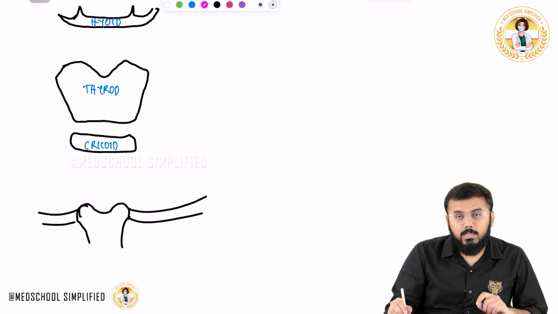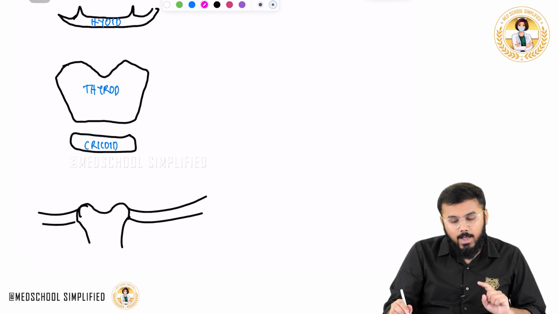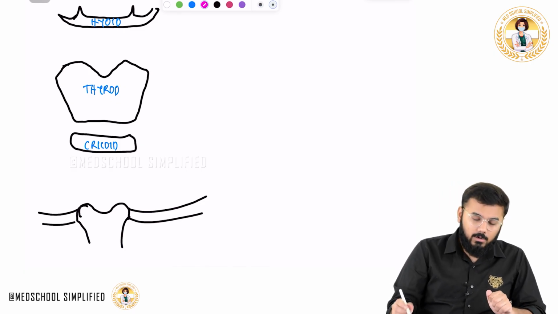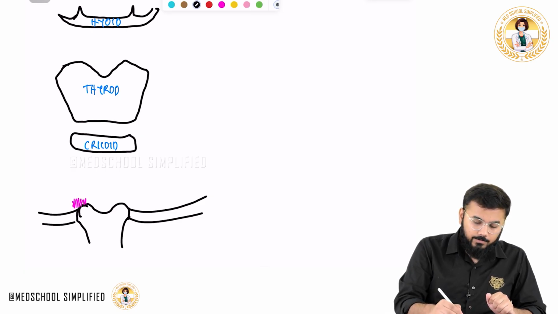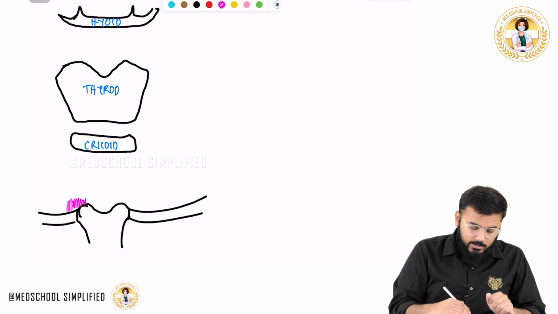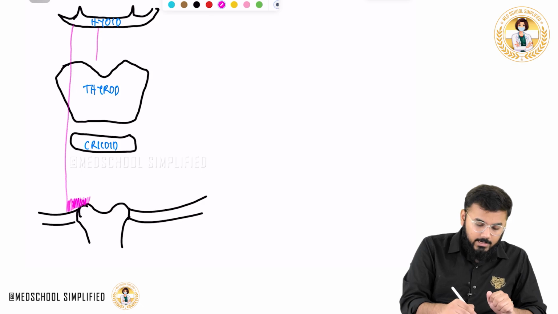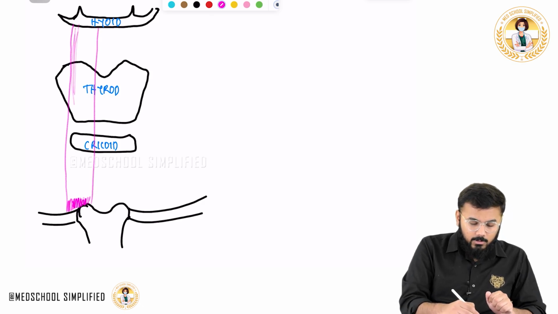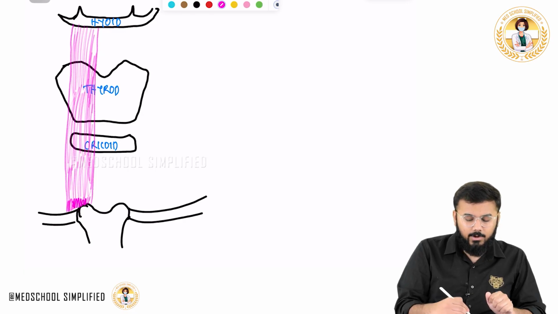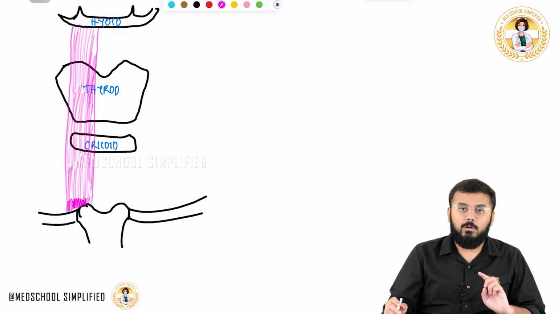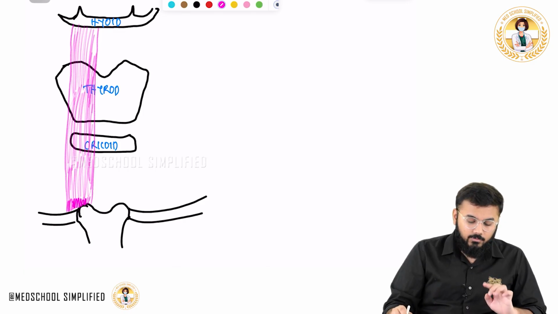Now the first important thing is the sternohyoid muscle. Sternohyoid in the sense, all the way it starts from the sternum and goes up. See here, it starts from the sternum like this, and goes up all the way till the hyoid bone. You see this muscle which is going all the way from the sternum to the hyoid bone. So this particular muscle is called the sternohyoid muscle. Okay.